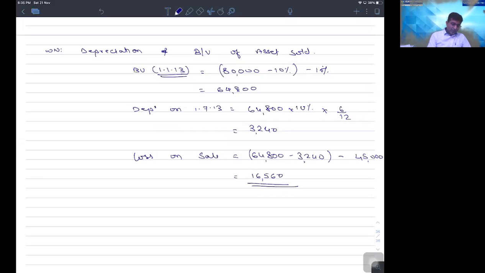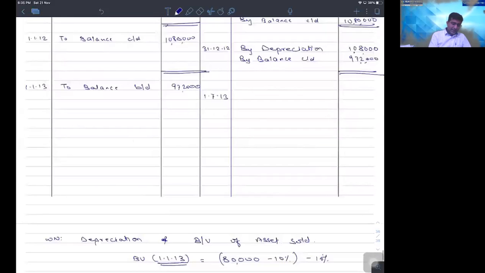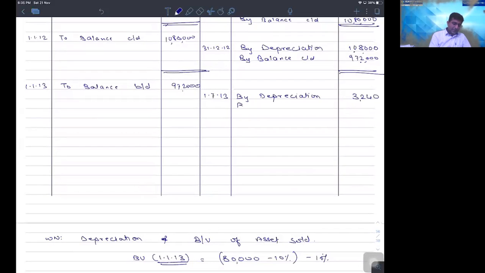So accordingly, I'll pass the entries. By depreciation, how much? 3240. Why 3240 only? Only for the assets sold. By bank, this is for sale value, that is 45,000. And then there is a loss on sale of asset also. We need to do the accounting of that immediately.